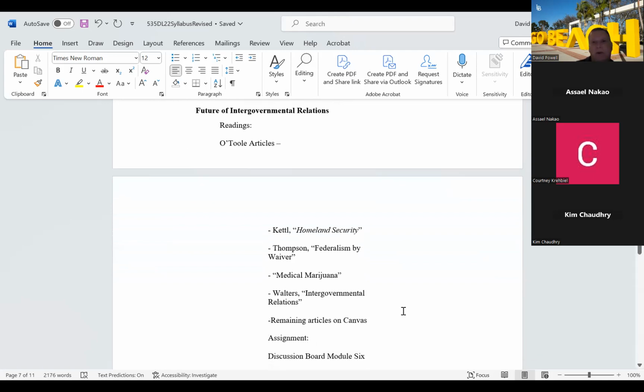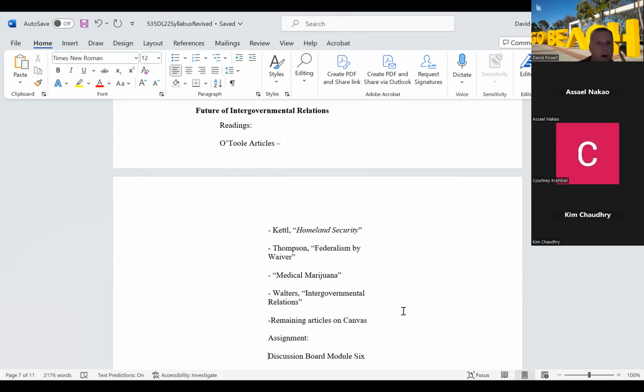And then we also have several articles on Canvas as well that you can select from for either your article critique or to lead a discussion on some more current topics, such as governors in control, the expanding power of governors, and why governors saw such an expansion in their power over the past few years.